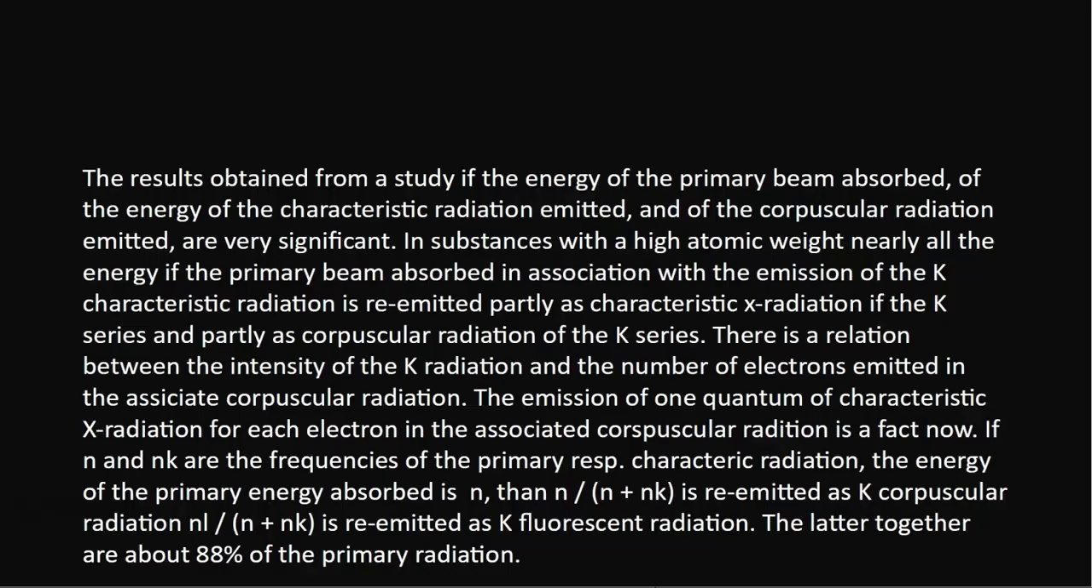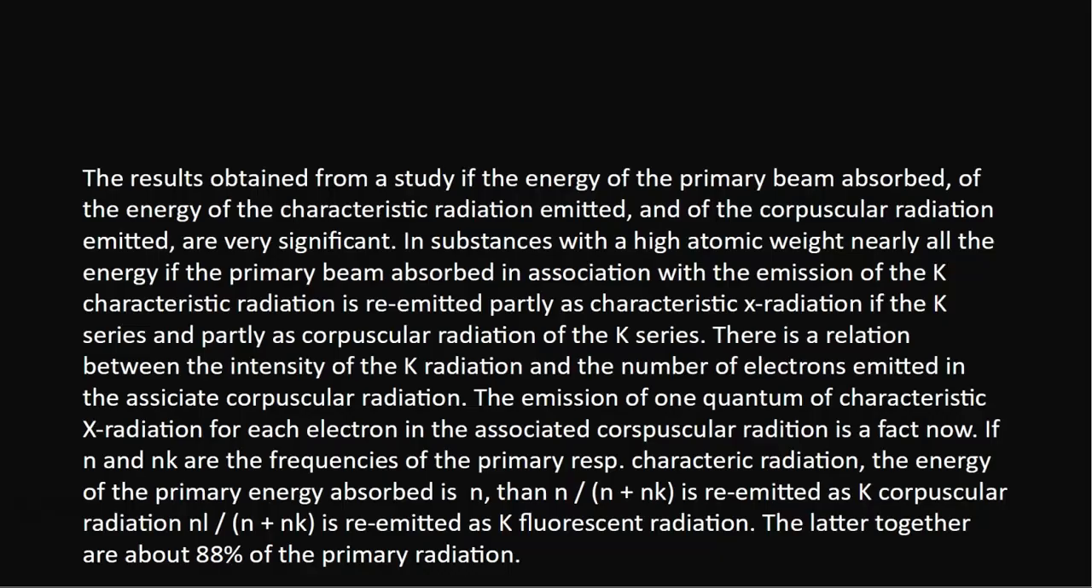In substances with a high atomic weight, nearly all the energy of the primary beam absorbed in association with the emission of the K characteristic radiation is re-emitted partly as characteristic X-radiation of the K series and partly as corpuscular radiation of the K series. There is a relation between the intensity of the K radiation and the number of electrons emitted in the associated corpuscular radiation.